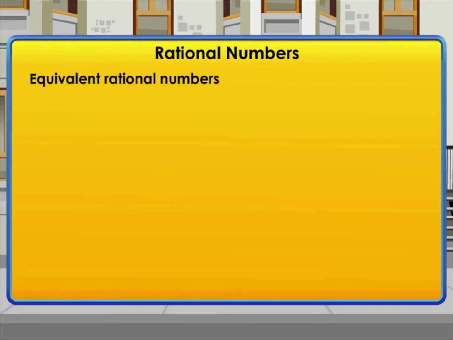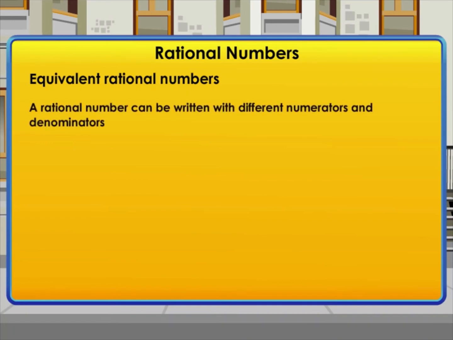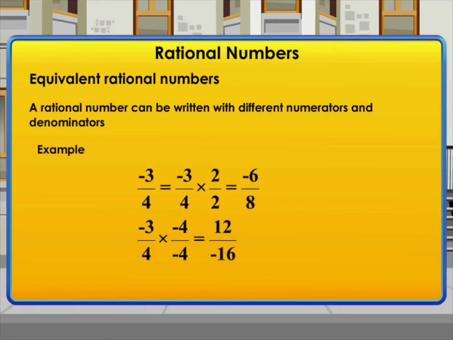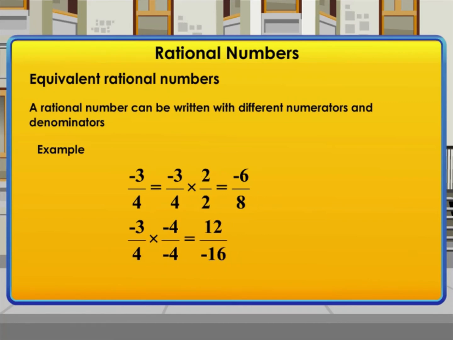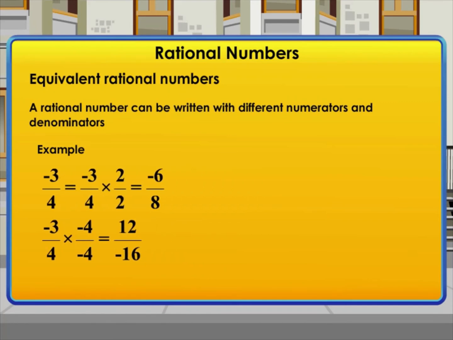Equivalent rational numbers. A rational number can be written with different numerators and denominators. Minus 3 by 4 is the same as minus 6 by 8. And minus 3 by 4 is also the same as 12 by minus 16. Thus, minus 3 by 4 is equal to minus 6 by 8 is equal to 12 by minus 16.